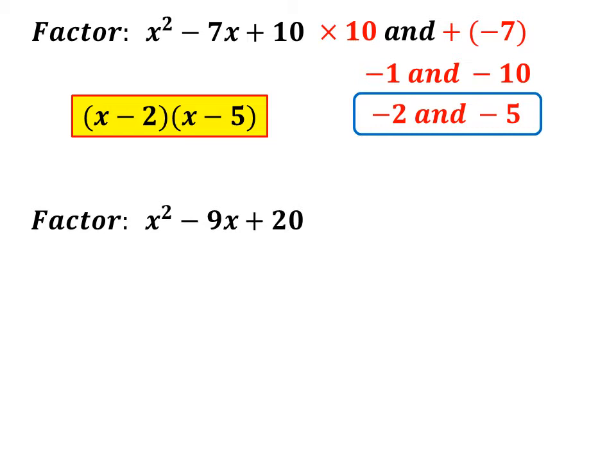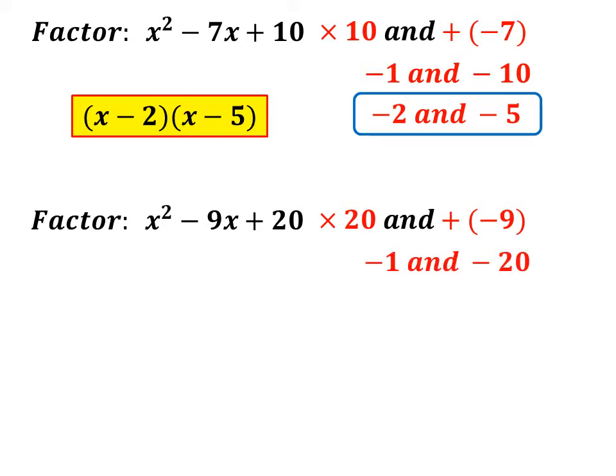Let's look at another one like this. Again, our linear term is negative. Our constant term is positive. That means both numbers inside the parentheses will be negative. So here we're looking for two numbers we multiply together to get 20, that we add together to get negative 9.